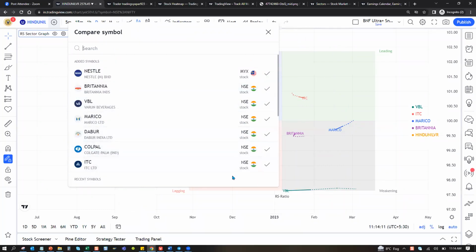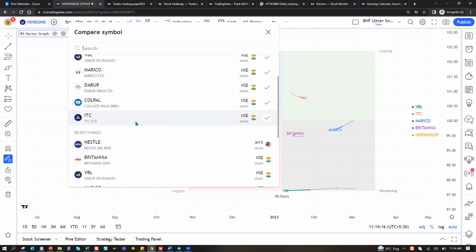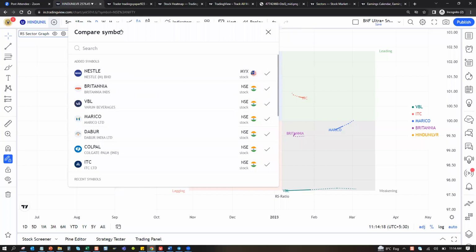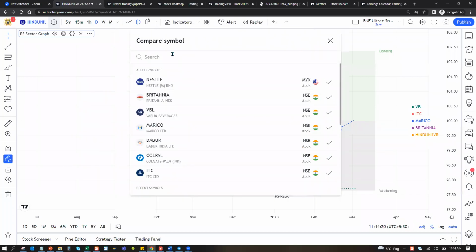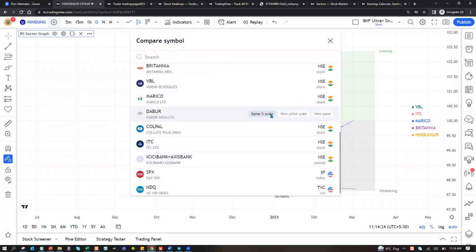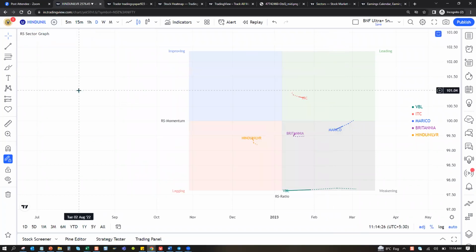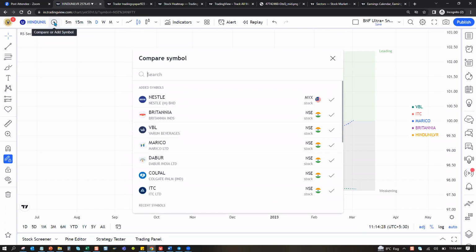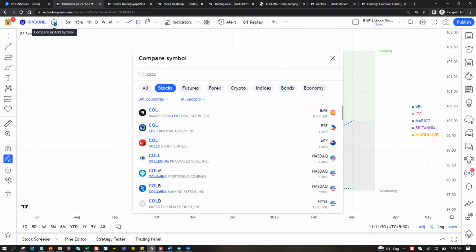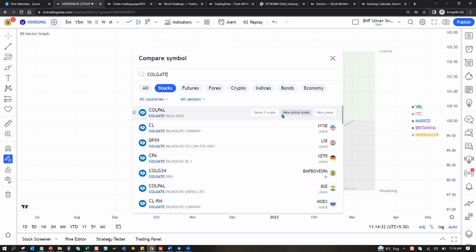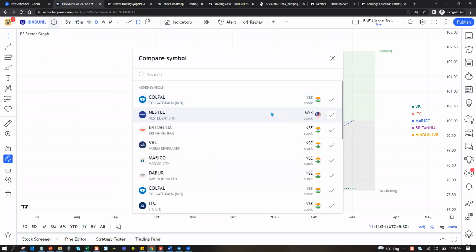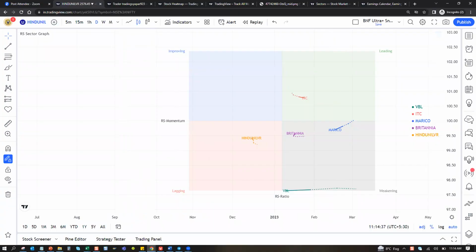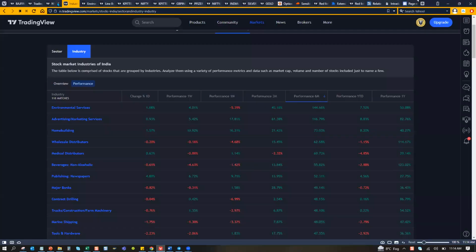Why did it not add? We added Colgate. It should add in the chart right away. Why is it not working? One second. Let me try in that one. There is probably some issue, we need to check.